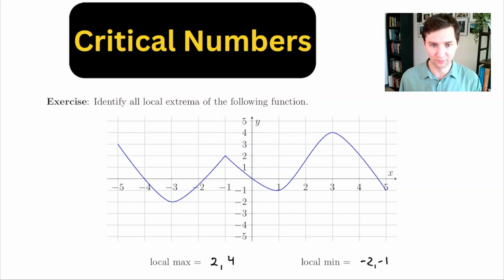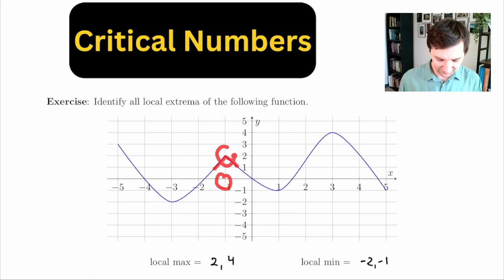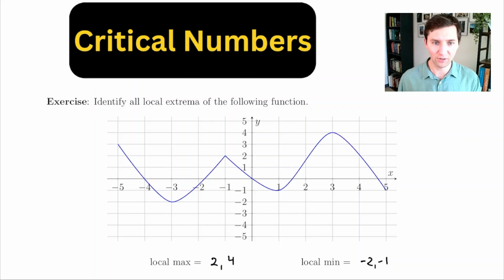There is something special about places where local maxima and local minima occur. Note that in these places, the derivative is either 0 or doesn't exist. At -3, the tangent line is horizontal, the derivative is 0. At 1, the derivative is again 0. At 3, the derivative is again 0. And at -1, there is a sharp corner, which means that the derivative doesn't exist. It appears that local extrema often occur at places where the derivative equals 0 or where the derivative doesn't exist.